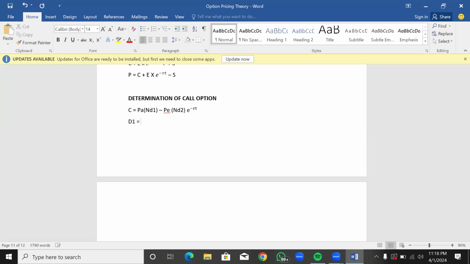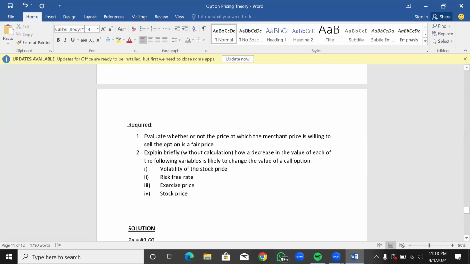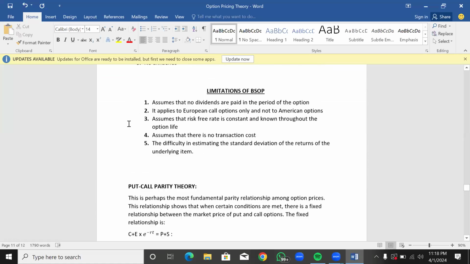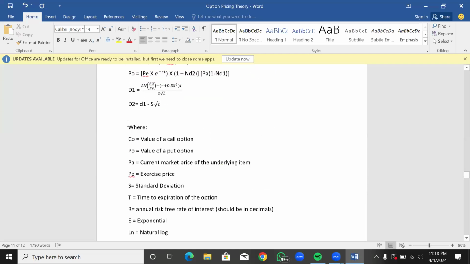So to get d1, the formula you gave us was for call option.